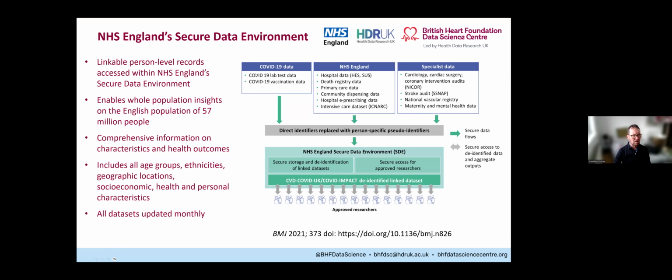This combined, as you can see here, COVID-19 data, including laboratory testing data and vaccination data, and then data held by NHS England, including Hospital Episode Statistics, or HES, death registry data, and an extract of primary care data derived from patients who were alive at the beginning of the pandemic, and other data such as dispensing and e-prescribing and intensive care data. And a number of specialist data sets have been added to that. That enables whole population insights on the English population of 57 or so million people. And data sets are updated monthly.